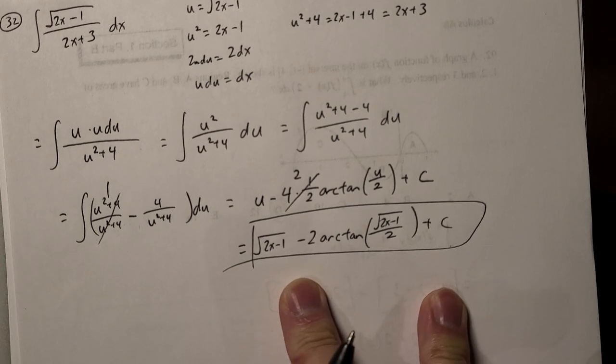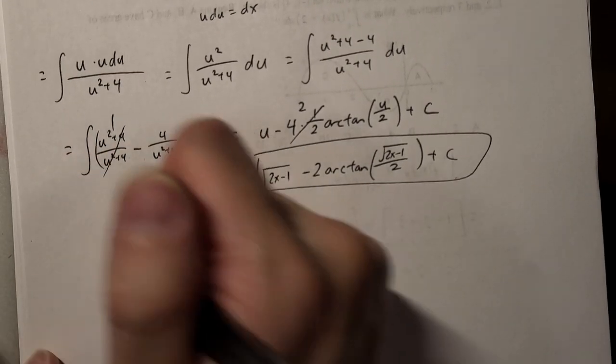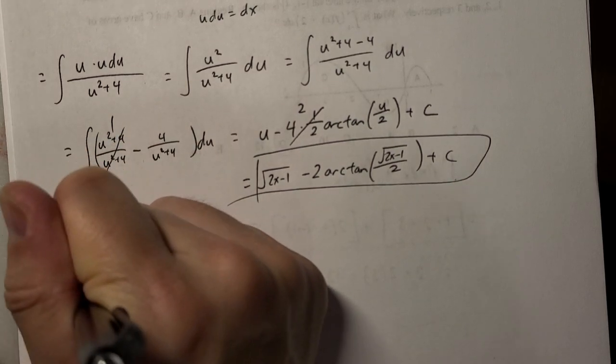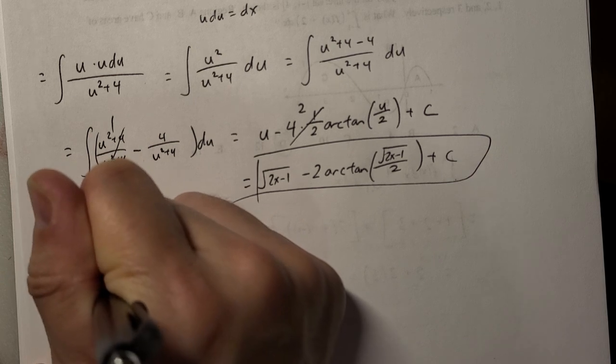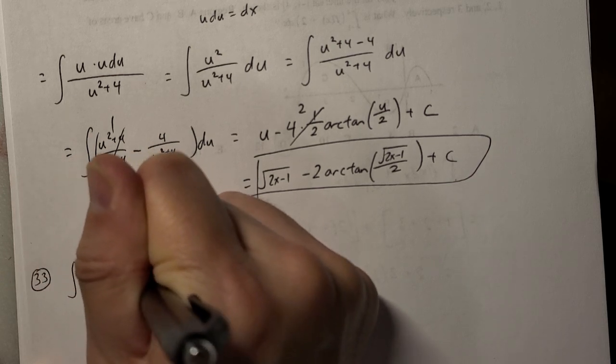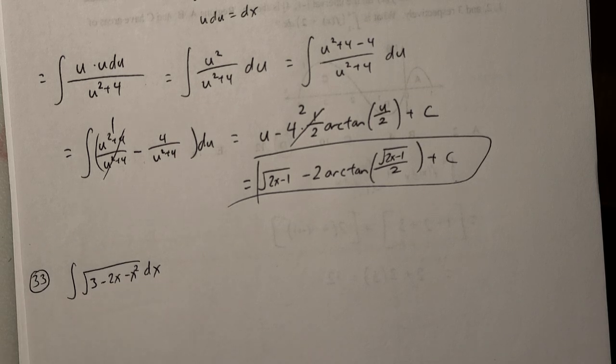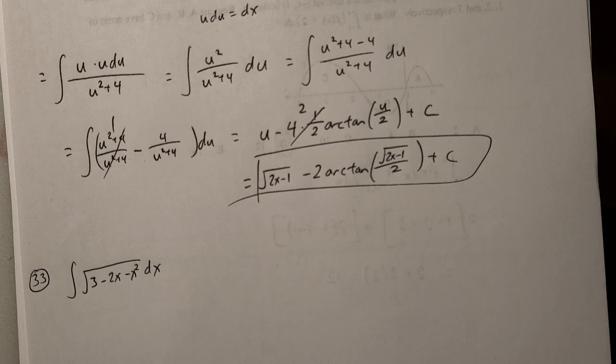Okay. Oh, we have time for another one. 33. Integral square root of 3 minus 2x minus x squared dx. How do we approach this one? Maybe we can do the technique of completing the square.